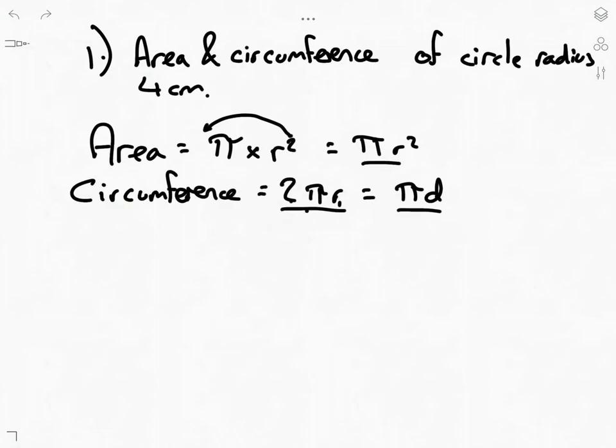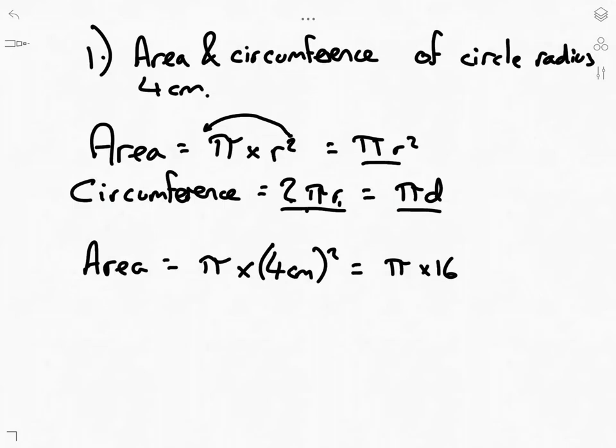So the area and circumference of a circle with radius 4 centimeters. So let's do the area first. So we just plug it in. So we've got the area equals pi times the radius squared. So the radius is 4 centimeters, and we're going to square it because that's what it says to do for the formula. So we're just going to get pi times 16, and you just put this in your calculator. So I'll do it now.